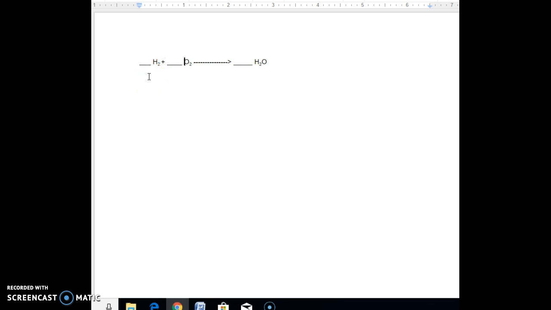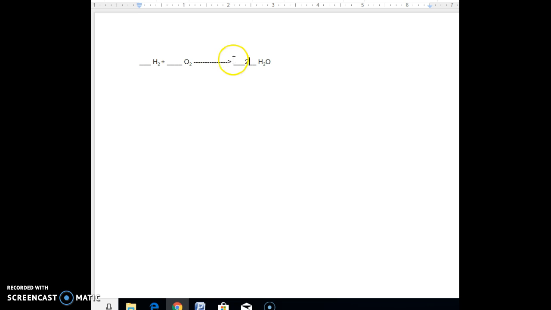Then we are going to move on to the next element, which is oxygen. How many oxygens do we have here? We see that there are two oxygens right here with this number 2. So let's check on the right side how many oxygens we have. We have only one since we don't have any number there. It means it has one. So in order to balance these two oxygens on the left side to the one oxygen on the right side, we are going to put the number 2 right here.